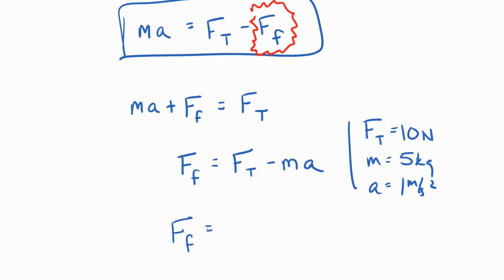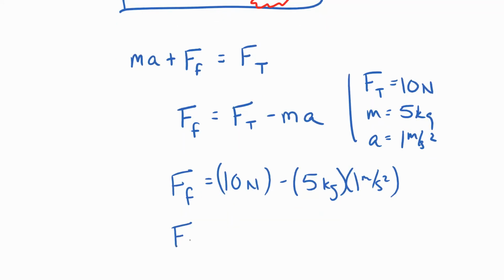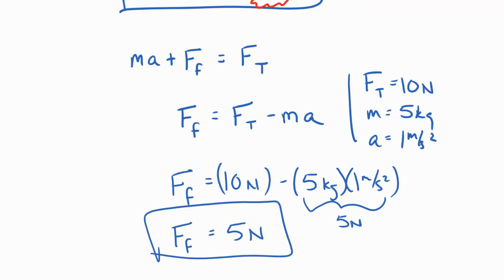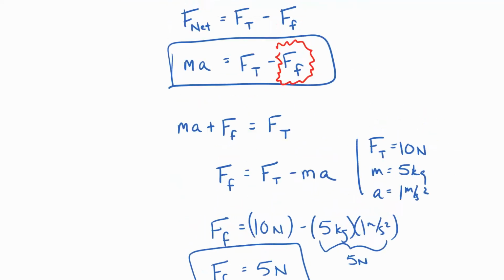So this is equal to 10 newtons minus 5 kilograms times 1 meter per second squared, or the friction force is equal to 5 newtons, right? Because this is 5 newtons, and 10 newtons minus 5 newtons is 5 newtons. So that is one example of a problem.